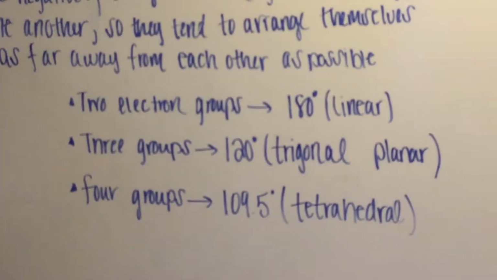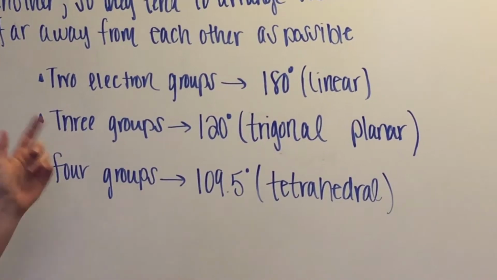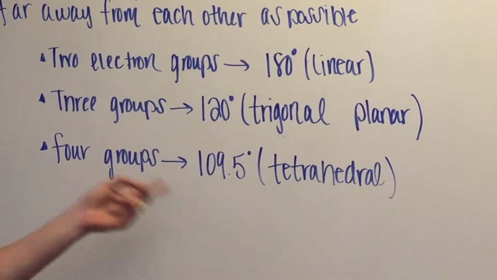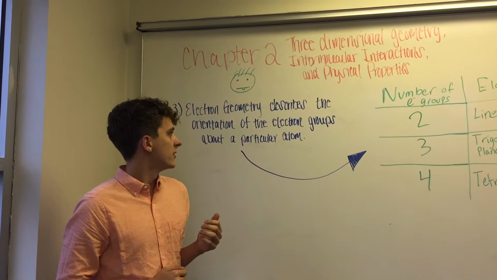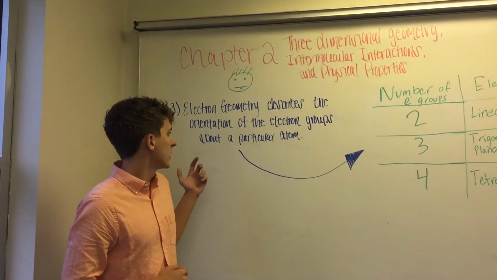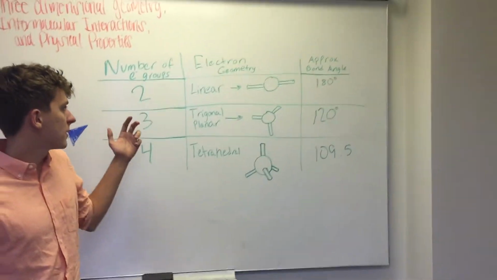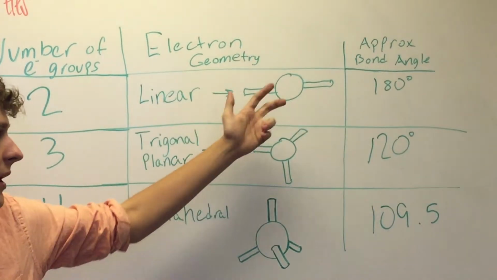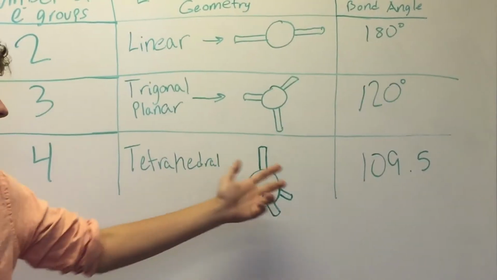With 2 electron groups, it'll be 180 degrees apart and it'll be linear. With 3 groups, it'll be 120 degrees apart and it'll be trigonal planar. And with 4 groups, it'll be 109.5 degrees apart and it'll be tetrahedral. VSEPR theory is electron geometry, and it describes the orientation of electron groups about a particular atom. Over here in the chart, you can see the corresponding bond angle and shape for each one. For linear, it looks like this with 180 degrees, trigonal planar, 120 degrees, and tetrahedral, 109.5 degrees.